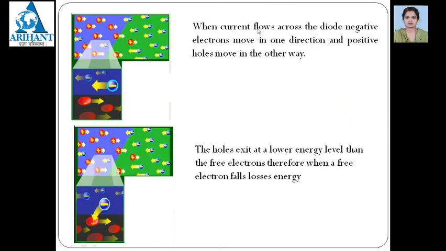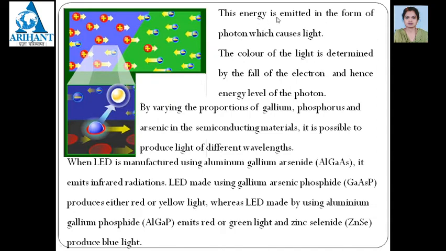You can see here, when the current flows across the diode, negative electrons move in one direction and positive holes move the other way. Holes are moving from here to here and electrons are coming from the N to the P side like this. Now the holes exist at a lower energy level than the free electrons. Therefore, when a free electron falls, it loses energy. When the electrons meet the holes, because of the higher energy, the electron falls into the hole and loses energy. This energy is emitted in the form of a photon, which causes light.